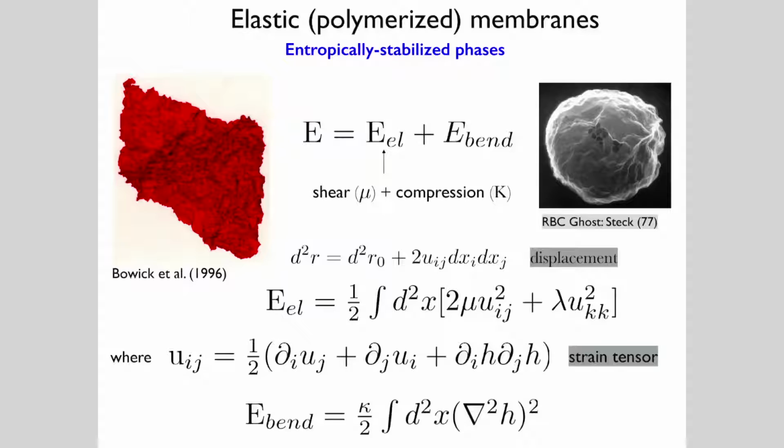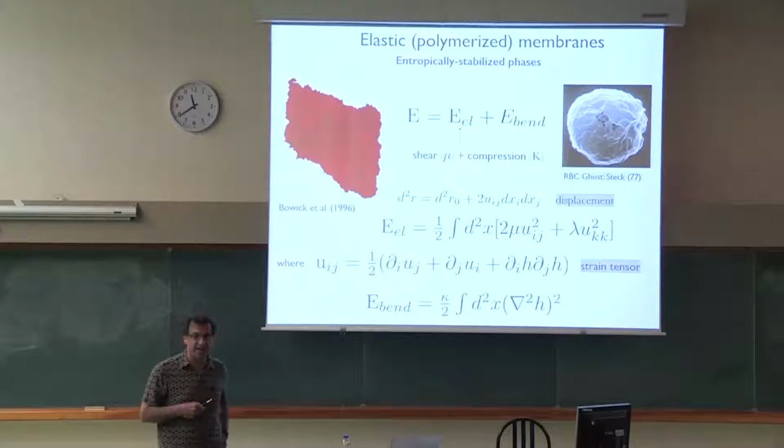So, old stuff. We're going to talk about a system with an energy, which has an elastic piece and a bend piece. Okay, so this is two-dimensional elasticity of a sheet, but that sheet can deform in shape. So it has height fluctuations controlled by a bending energy. And here there are two elastic moduli, a shear modulus and a compression modulus. Shear modulus mu, compression modulus k. There are lots of nice examples. This is the cytoskeleton of the red blood cell, one of the classic examples.